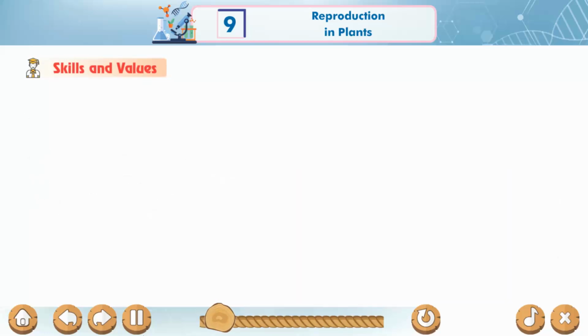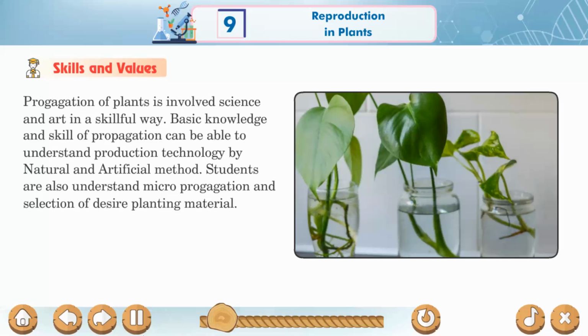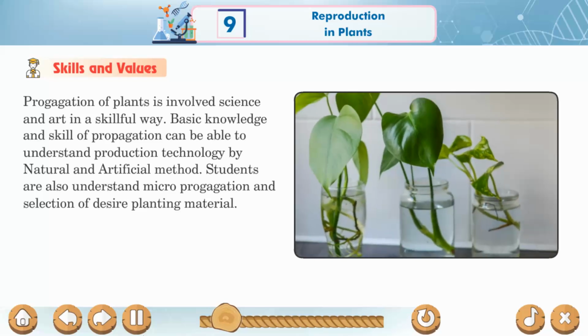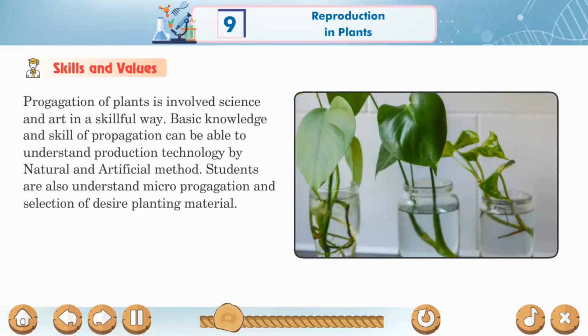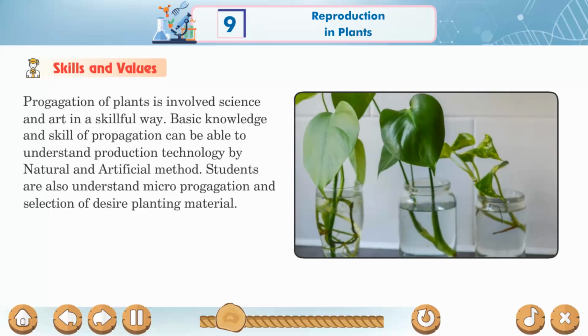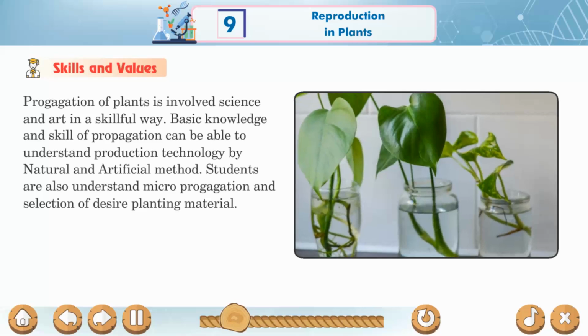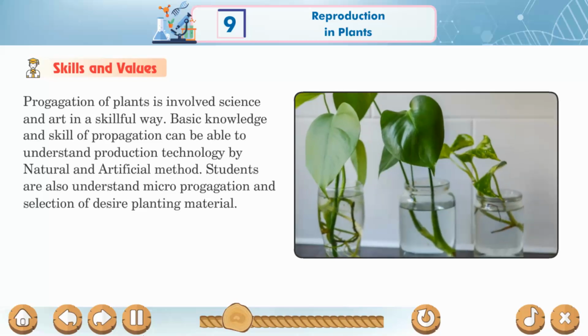Skills and values. Propagation of plants involves science and art in a skillful way. Basic knowledge and skill of propagation can enable us to understand production technology by natural and artificial methods. Students also understand micropropagation and selection of desired planting material.